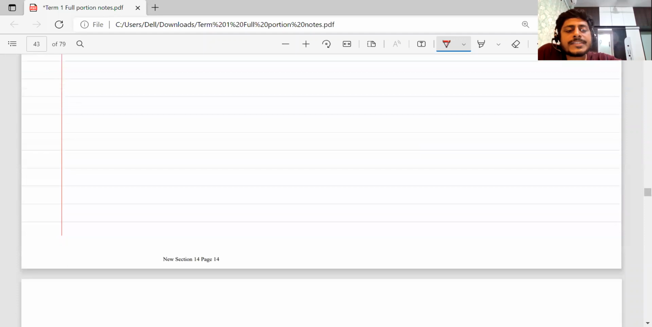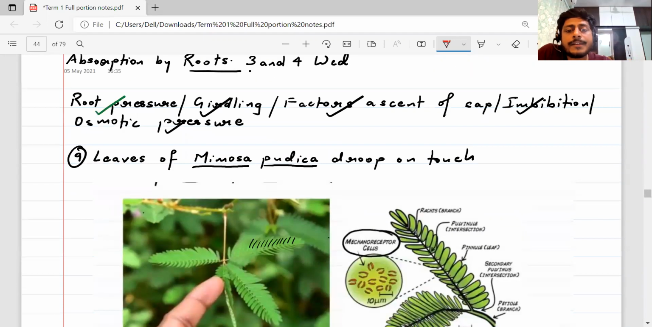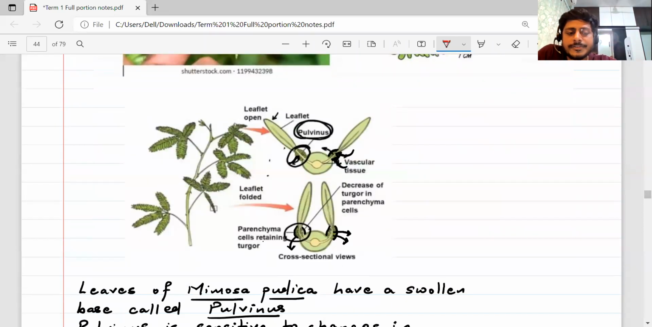Then we moved on to seeing the concept of root pressure. Leaves of Mimosa pudica wala. Leaves of Mimosa pudica mein the marking term you have to remember is changes in turgor pressure in the pulvinus. That's it. Pulvinus is the swollen leaf base, and it is able to detect changes in turgor pressure.